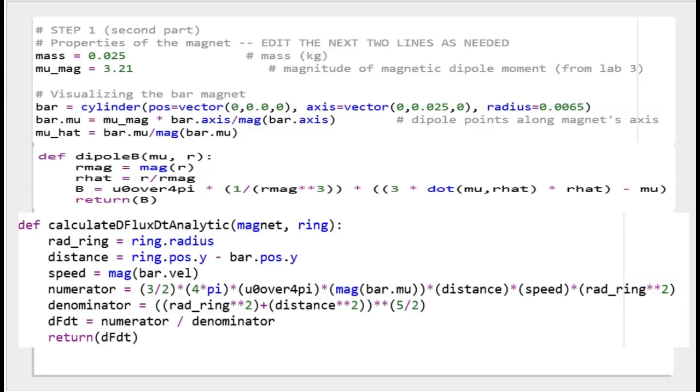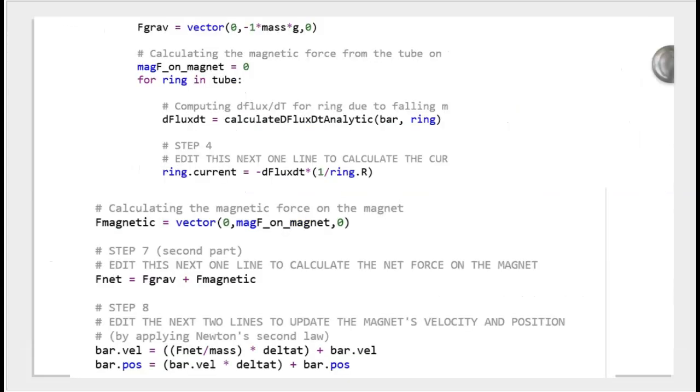Next, we created a function for calculating the change in magnetic flux. After that, we calculated the force of gravity, which is just negative mg. Then we calculated the ring current by setting it equal to negative d/dt times 1 over ring dot r. Next, we set the magnetic force to just be in the positive y direction. And then we took the F-net, which is just adding the force of gravity and the force of the magnetic fields. And then in the last step, we calculated the bar velocity and position for our velocity versus time graph.